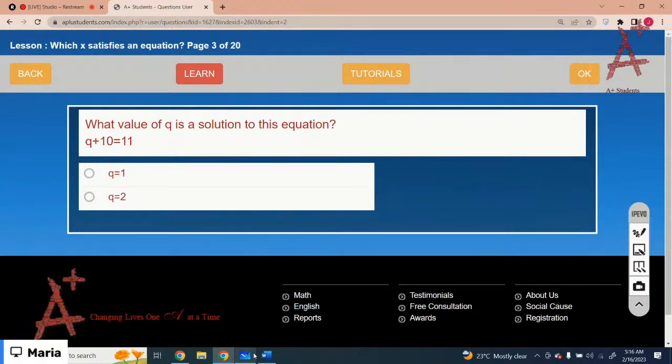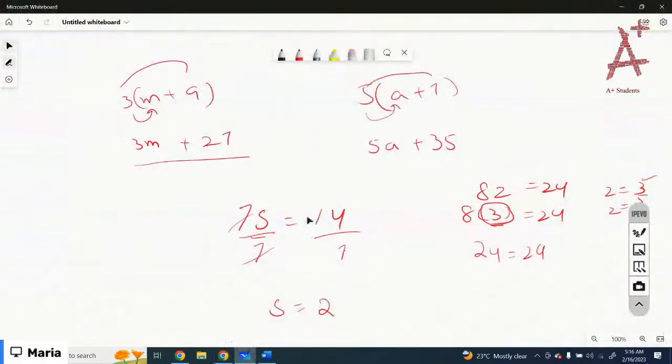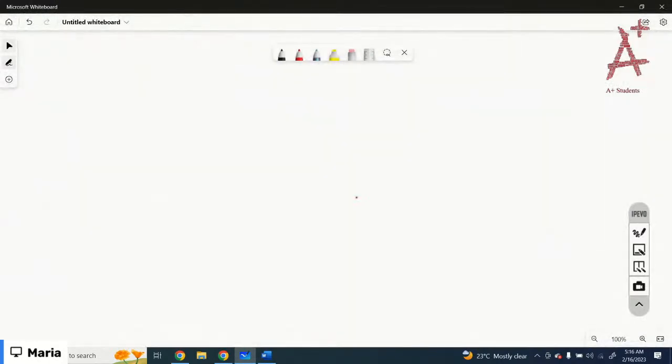So just solve the equation for q. The equation is q plus 10 equals 11. Got it? You have to remove that 10 from here, so you have to subtract 10 both sides.